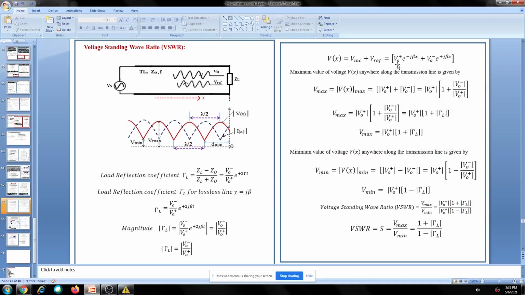Automatically, we will be getting V plus and V minus, and you have to take the magnitude of V plus, because it is also a phasor. V naught plus is a phasor, so we take the magnitude of this. These two should be added, the reflected and incident must be added together, so the plus sign, that's why. And now simplify this. V naught plus you take outside.